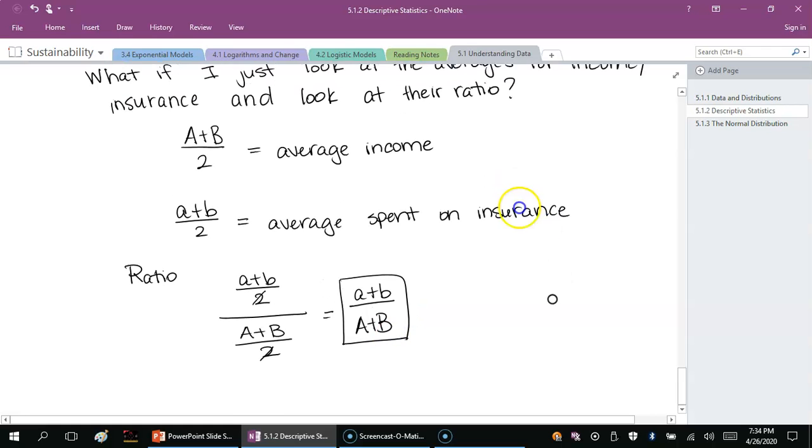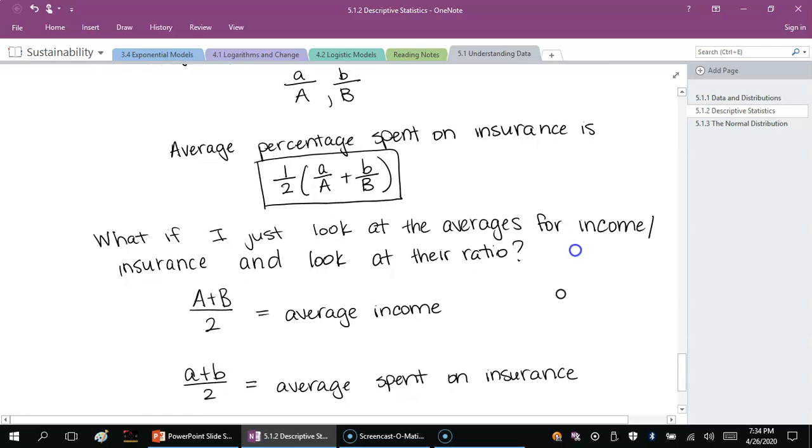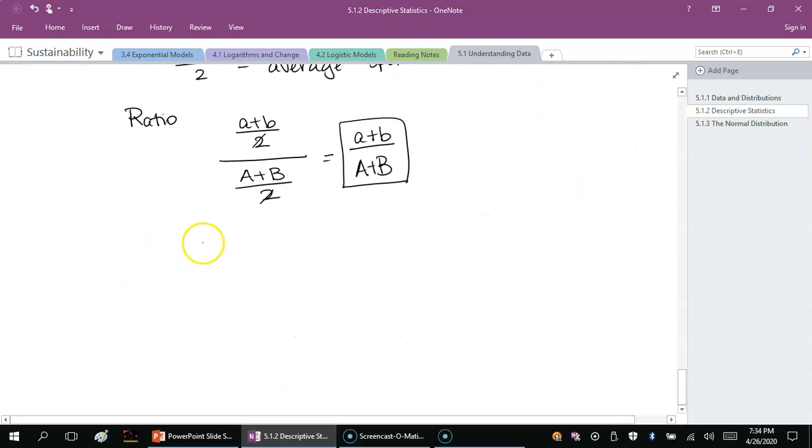Okay, so here are the two fractions or ratios that I get. I get 1/2 times little a over big A plus little b over big B, if I do this the correct way, if I compute the percentages that each is spending on insurance and then average them. And if I take the strategy that the article that quote was taken from uses, I would just get little a plus little b over big A plus big B. And the important part is that those are not equal. I get two different answers.